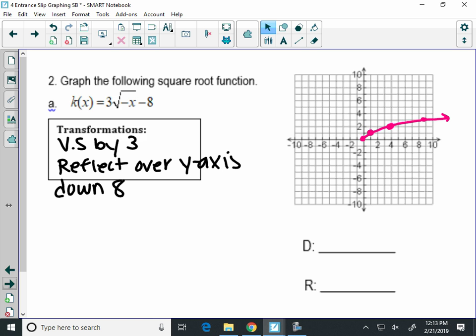If I am taking my point here at the origin, and I vertically stretch it, does it go anywhere? No. I reflect it over the y, that doesn't move. But when it goes down 8, the starting value is at (0, -8). Okay, so the origin point really doesn't move unless it's going left, right, up, or down. Right. So when I take this point (1, 1), when I transform that by stretching it by 3, where does it go to? What ordered pair? (1, 3). It reflects to the left over here over the y-axis, and then down 8 would be at (-1, -5).